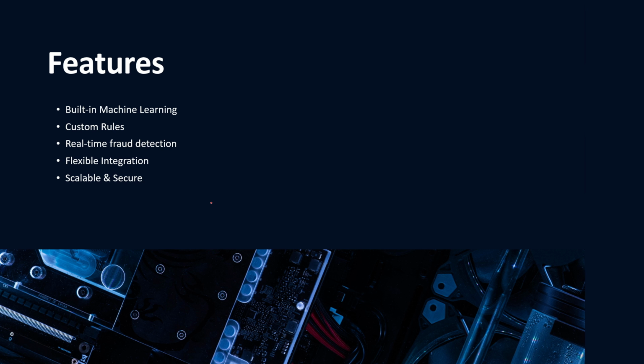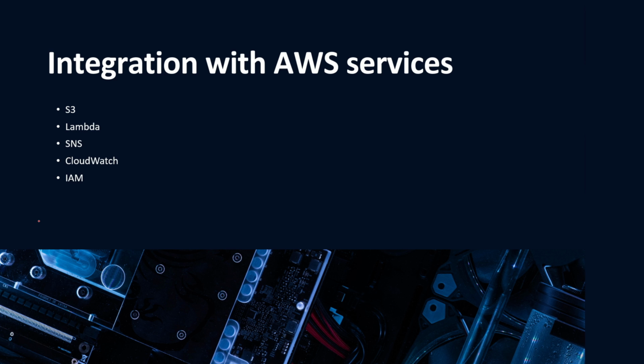Let's move on. Let's talk about a couple of features related to AWS Fraud Detector. It has built-in machine learning, so you can go ahead and use the basic models that AWS has straightaway. You can have your own custom rules. As we mentioned previously, you can have real-time fraud detection. You have a lot of flexible integrations with various different AWS services. And another thing that is standard about AWS is that this service is very scalable and also secure because it is deployed on AWS's secure infrastructure.